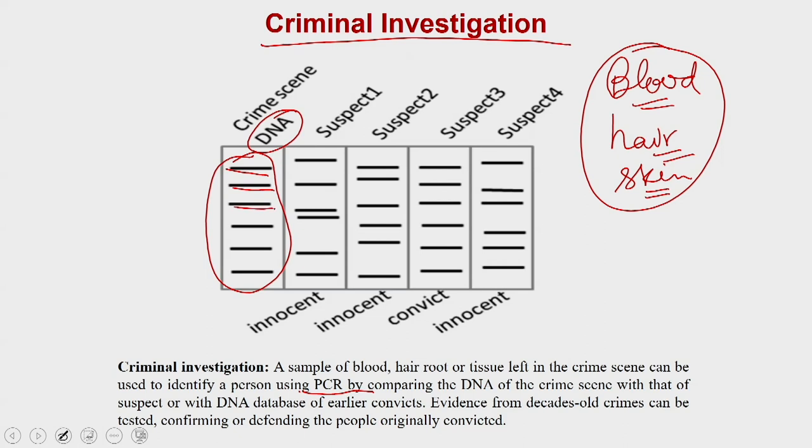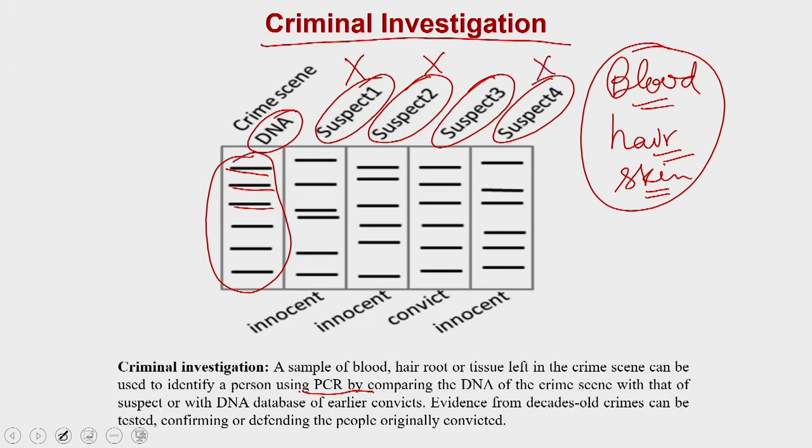Now you are going to analyze the blood of the suspects, and in this case we are showing four suspects, number 1, 2, 3 and 4. You can see that suspect number 1 is showing a pattern which is not completely matching the DNA you got from the crime scene. Similarly, for suspect 2, the pattern is not matching, and suspect 4 is also not matching. But suspect 3 is showing a DNA pattern which is exactly matching the DNA from the crime scene, which means this particular person is the potential convict and the potential criminal who probably did this particular crime.